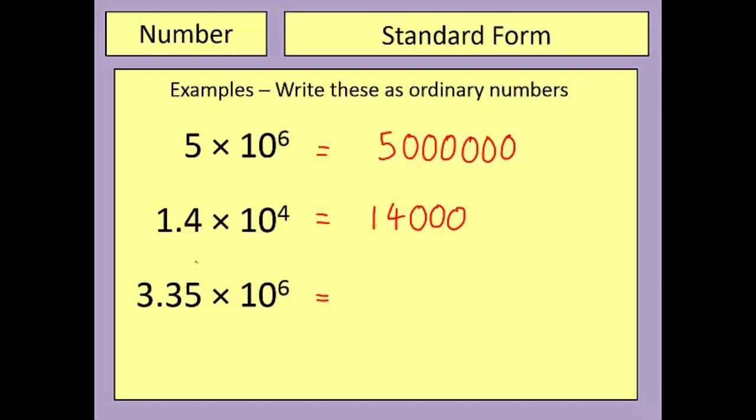So the same idea again, we're going to write 335 and make sure that in total there are 6 digits after this first 3. So I've already used 2 of them with this 3 here and this 5 here, so that's 1, 2, 3, 4, 5, 6.